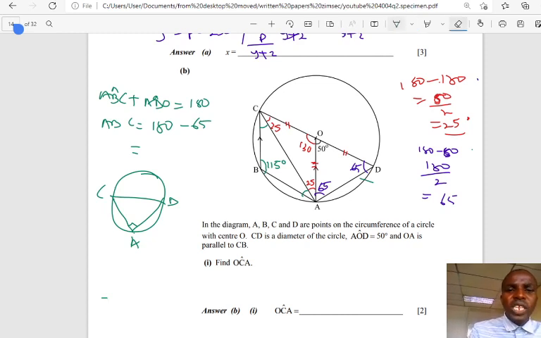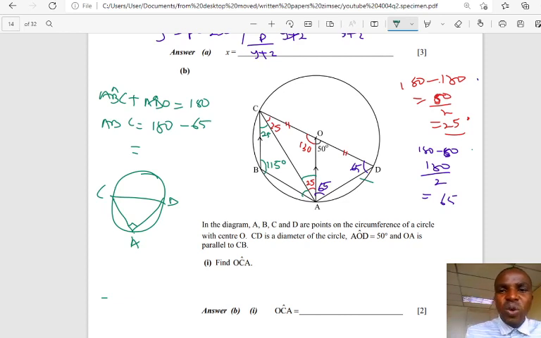Then what you do now is you want to find this angle here. How can you find this angle? There are parallel lines that have been indicated here, so use angles on parallel lines. Z angles are equal. Z angles, they are the same. So this angle here is equal to this angle here, which is 25. So they are Z angles.